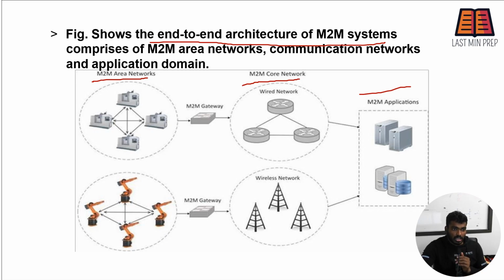Coming to the communication network, this part ensures the data from the devices is sent to a central location, often using the internet and mobile networks like 4G, 5G or other communication methods. Think of it as a delivery system for the data. Coming to the application domain, this is where the collected data is processed, analyzed and used. For example, in a smart home app on your phone, you can see temperature data and control your devices.